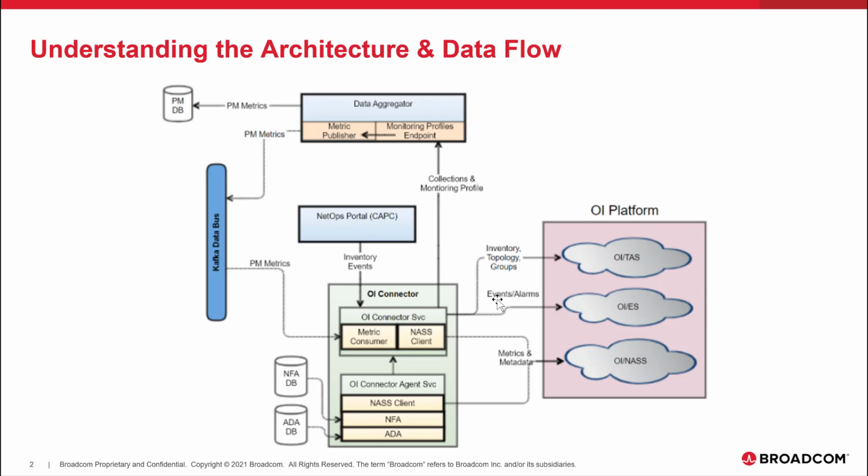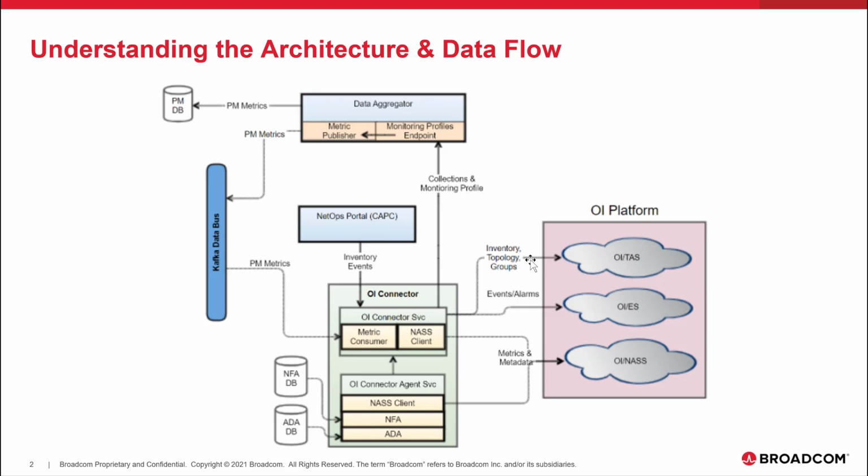When we look at this architecture diagram here, the light blue components represent NetOps, the light green represent the OI connector, and the pink is the OI platform data stores. So the OI connector service here is really the core central service of the OI connector. It's responsible for sending both inventory and metric data to the OI data stores. The metric data is stored in NAS, while inventory and topology data is stored in TAS.